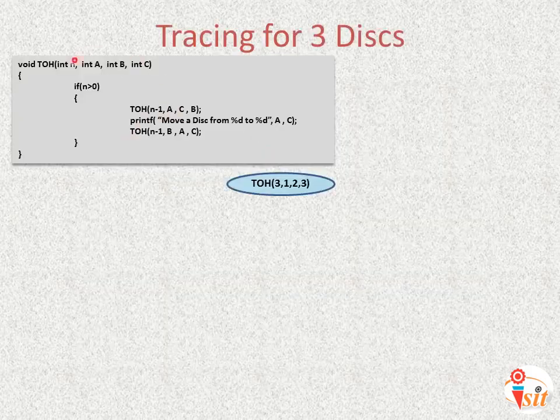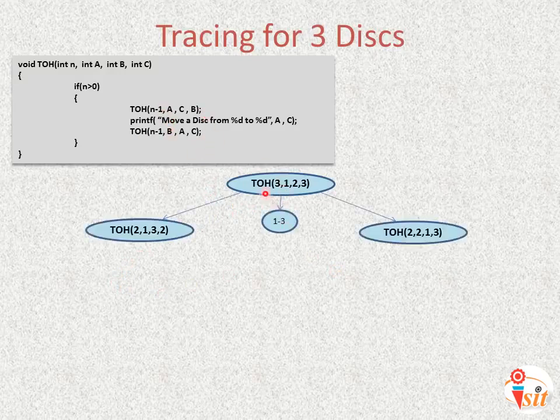Here I am going to trace this algorithm for 3 disks. So this algorithm or function is called by passing 3 disks, and tower numbers are given 1, 2, 3. Now inside the algorithm there are 3 steps. First is a recursive call, then printf, then again a recursive call. I am not going to show this tracing in the calling sequence, but I am just going to expand this. Now here you can see when 3 disks are passed with 1, 2, 3, then there are 3 steps.